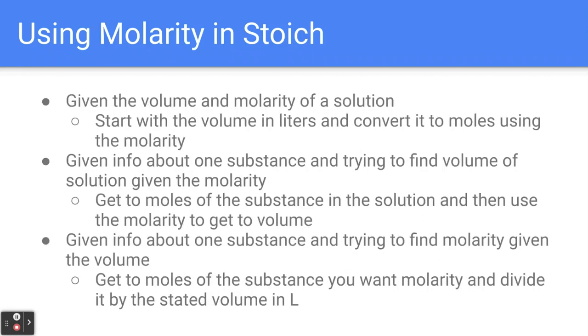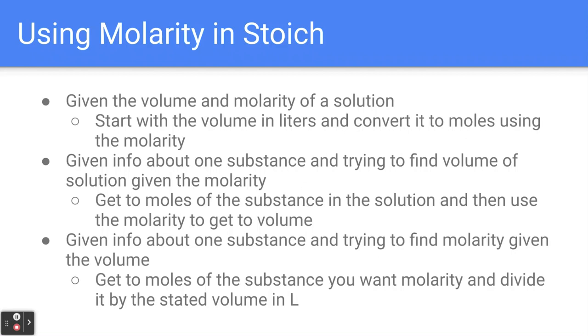So there's 3 different types of problems that you'll most likely see using molarity in stoich up to this point. The first would be given the volume and molarity of a solution and trying to find something else. So start with a volume in liters and convert it to moles using the molarity. And once you have it in moles of that substance, you can go to the moles of a new substance and whatever else you need for that substance, whether that be grams or liters of a gas, or you can technically go all the way to milliliters of a solution using molarity as well.